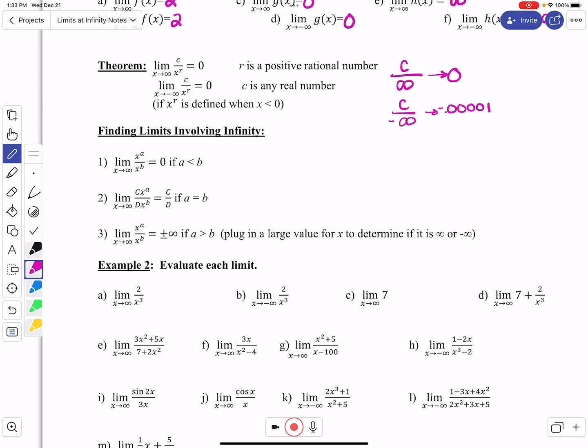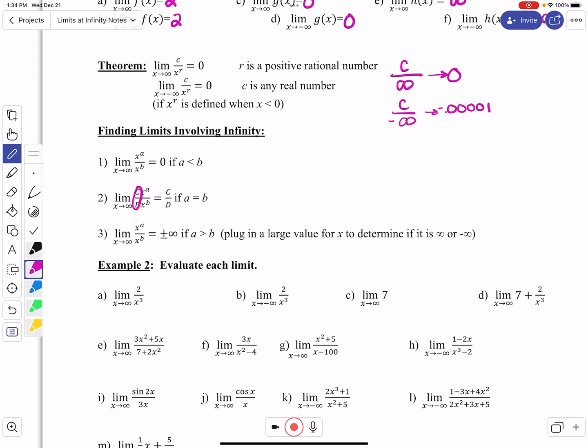So then on number 2, if your powers are the same, you look at your coefficients right here, and then it's just going to be C over D, or whatever those numbers are. Now on number 3, if your power on top is bigger, then you plug in a large value for x to determine if it is positive infinity or negative infinity. So we'll see if it turns out to be positive or negative for that number. And that one may make a little more sense when we actually do that problem.